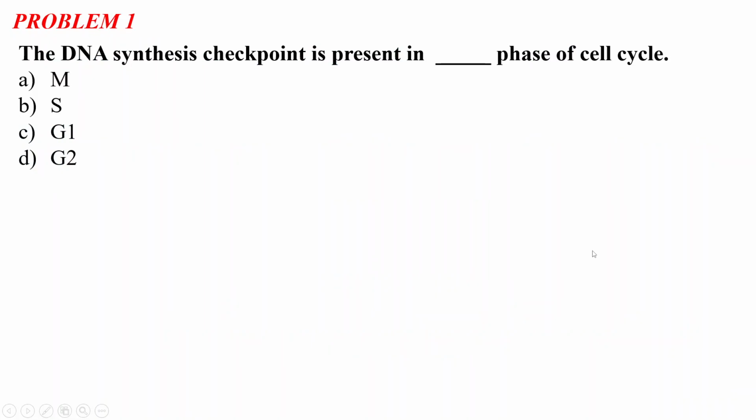So, the first question says that the DNA synthesis checkpoint is present in dash phase of the cell cycle, and the options are as follows: option A M, option B S, option C G1, and option D G2.